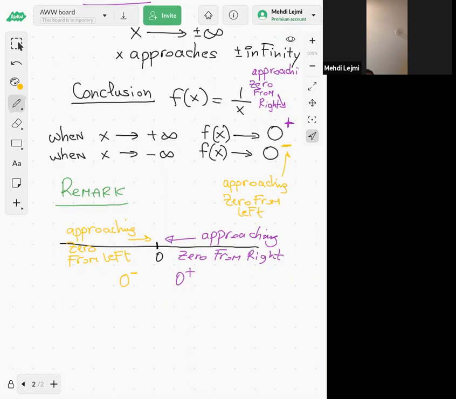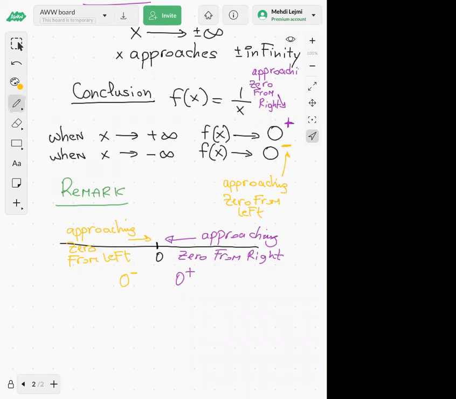Is there any question, guys? Does it make sense to you? The plus and minus here, 0 plus, 0 minus? Yeah, it makes sense to me.